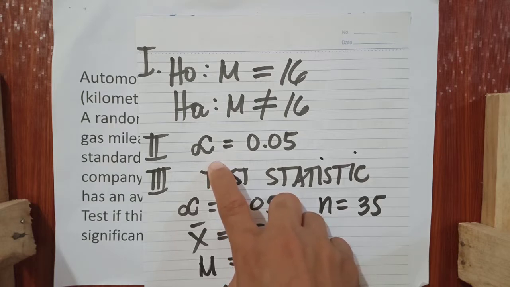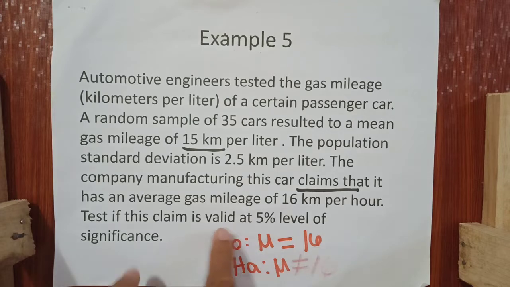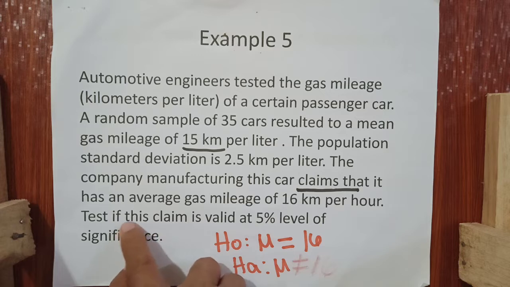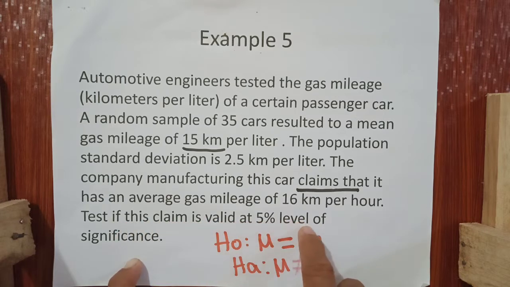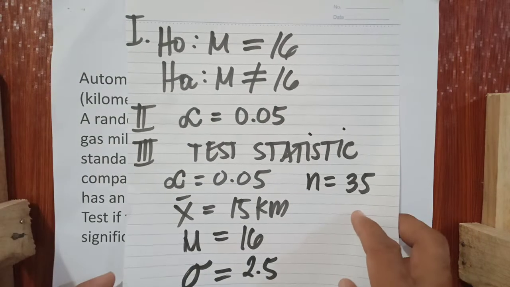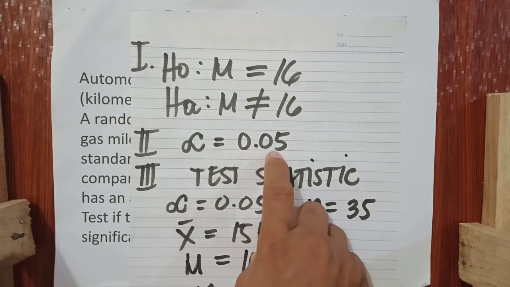So, step 2 is to determine the level of significance. Paano natin malalaman ang level of significance? Ang level of significance ay matatagpuan sa problem, kung in percent or in decimal. So, nakalagay dyan, test if this claim is valid at 5% level of significance. Mamaya ay papakita ko sa inyo yung mga corresponding z sa mga alpha level of significance. Okay? So, ito yon. Step 2, alpha is 0.05.